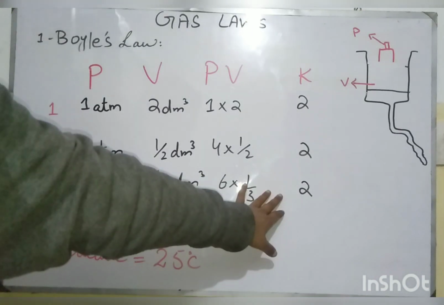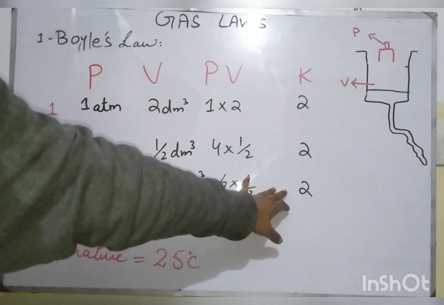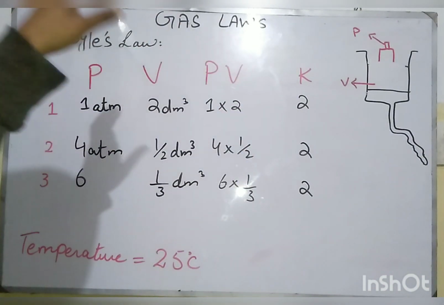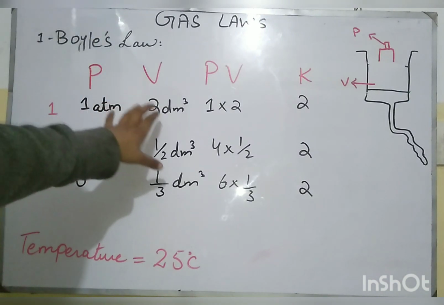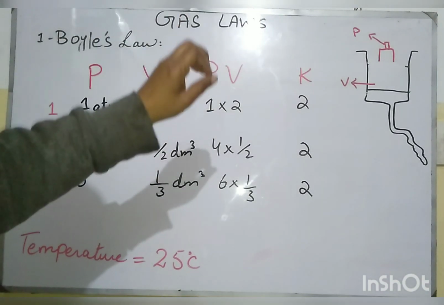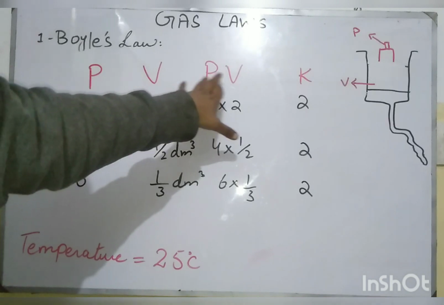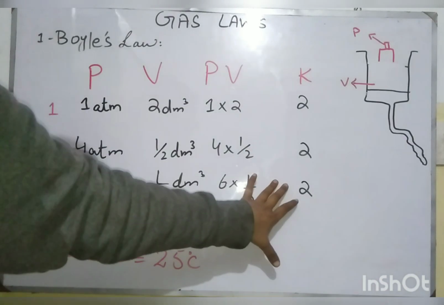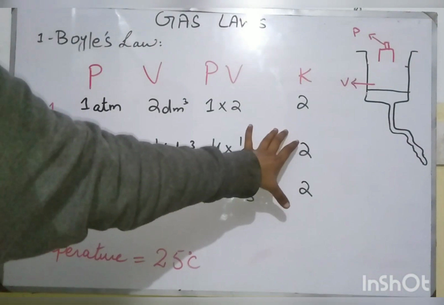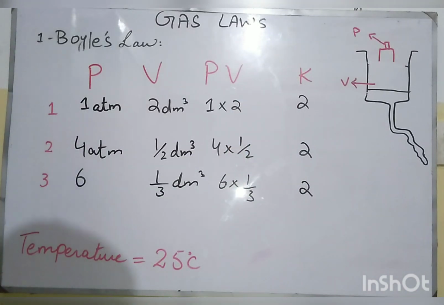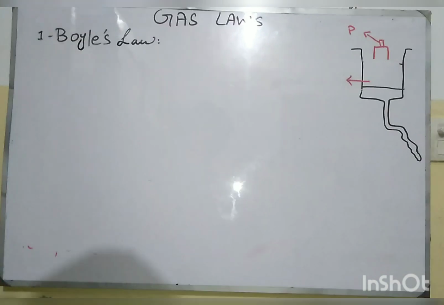So it was the experimental verification of Boyle's law that even by changing the value of pressure and volume, the product of pressure and volume will be a constant quantity, and it is according to Boyle's law. Now we will prove it graphically.